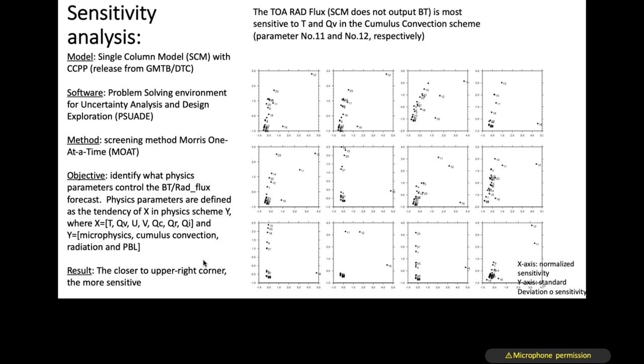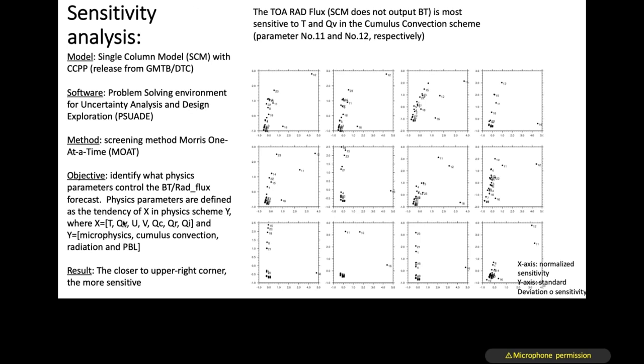Here the parameter is defined as the tendency of x in physics schemes y, and the x include temperature, QV, UV, and hydrometeors, and the y, the schemes we looked at, include macrophysics, convection, radiation, and PBL. So we make a lot of runs and we output our output variable of interest.